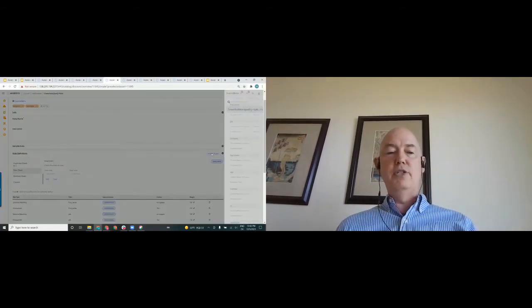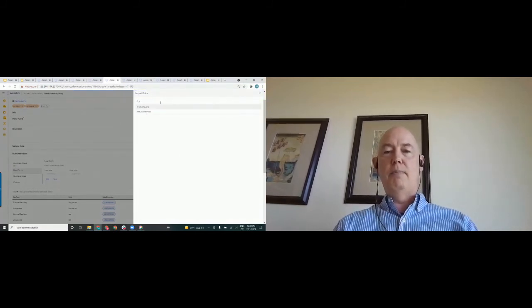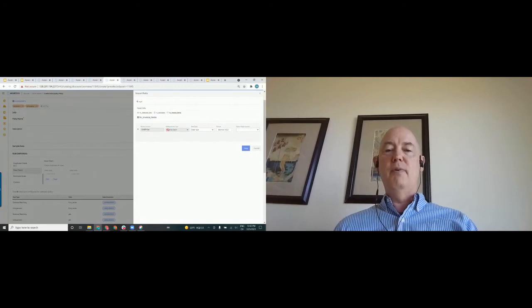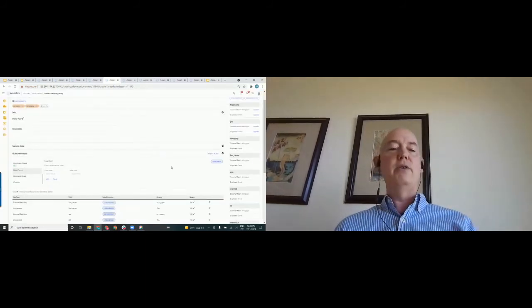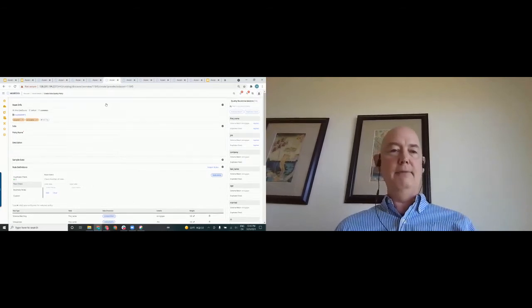We have the ability to import rules. So if you have data assets that are repeated, you have the ability to call out to other rules that have been created and reuse them without having to go through the process over and over again.